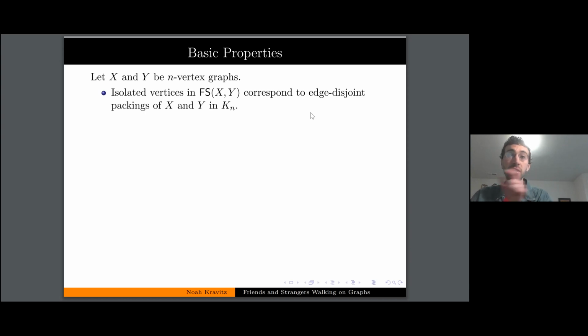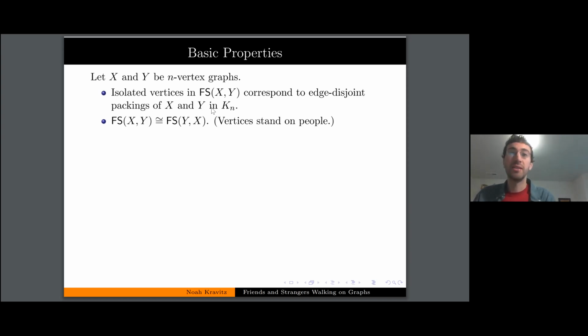Recall that an edge in the friends and strangers graph corresponds to a friendly swap that can be performed between two configurations of people. So a vertex in the friends and strangers graph is isolated if and only if there are no friendly swaps from that configuration. And this just means that whenever you have an edge in the graph X, the two people standing on those endpoints are not friends in the graph Y. So this is just a definition.